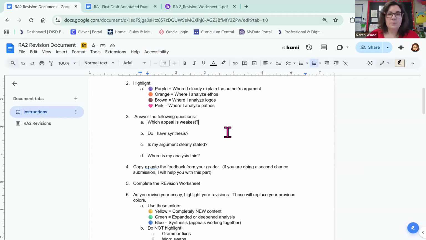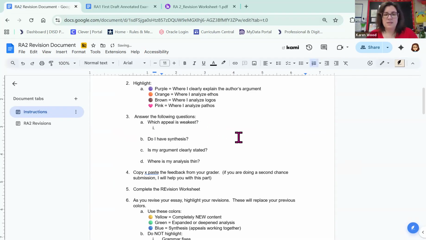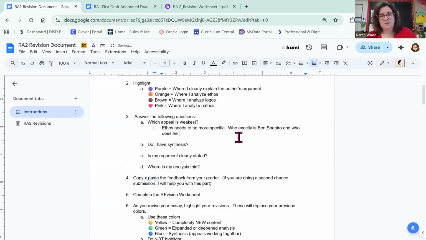So here, which appeal is weakest? I'm going to say ethos needs to be more specific. Who exactly is Ben Shapiro, and who does he debate?